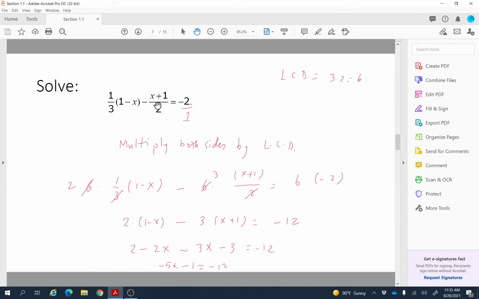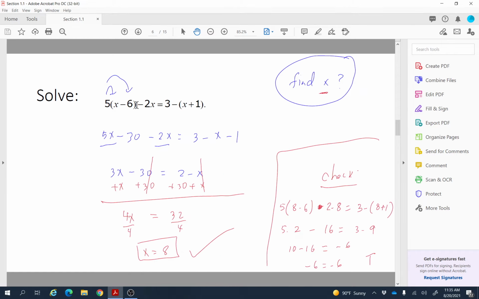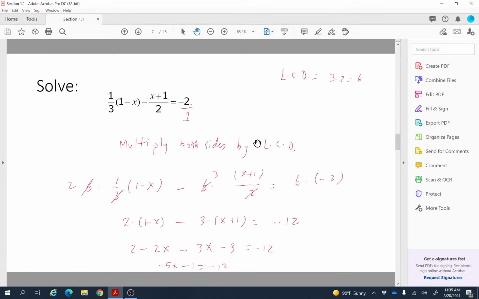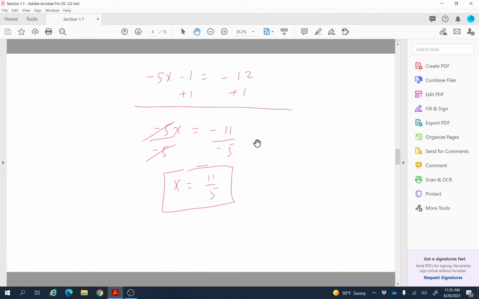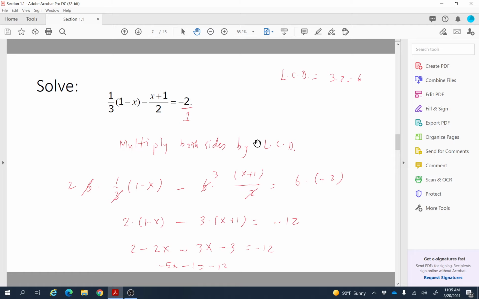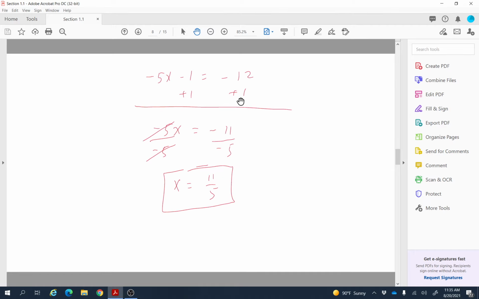If you want to check it, you can check it the way we checked here. Just plug the value of x = 11/5 into this equation, and you will be fine. Okay, I'll leave that to you. Just check.